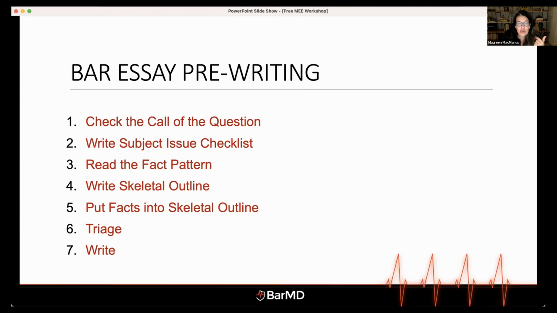So incredibly important. If you don't like IRAC, you'll really like my essay book because it just does it all for you. So number 1, you check the call of the question. What subject am I in? In my essay class, I give you issue checklists for every subject. So it's just quick. What's the issue checklist? What are all the issues within that subject? Or if they tell you what the issues are, then that's your issue checklist.